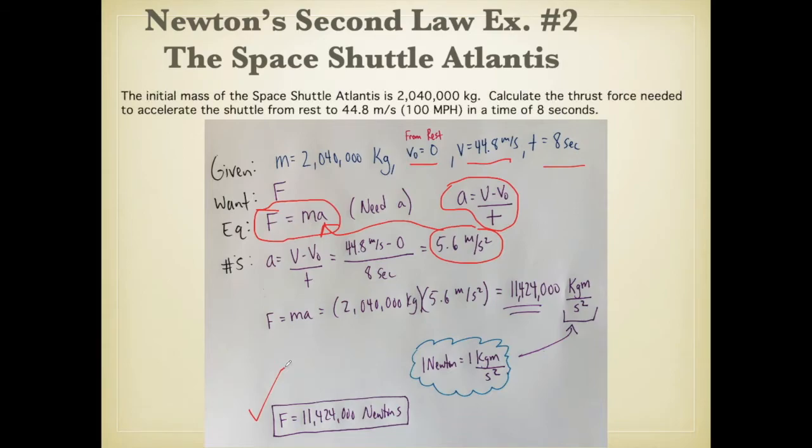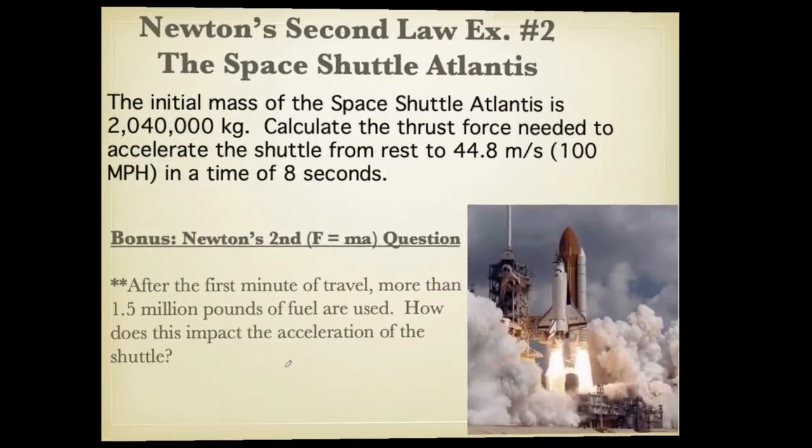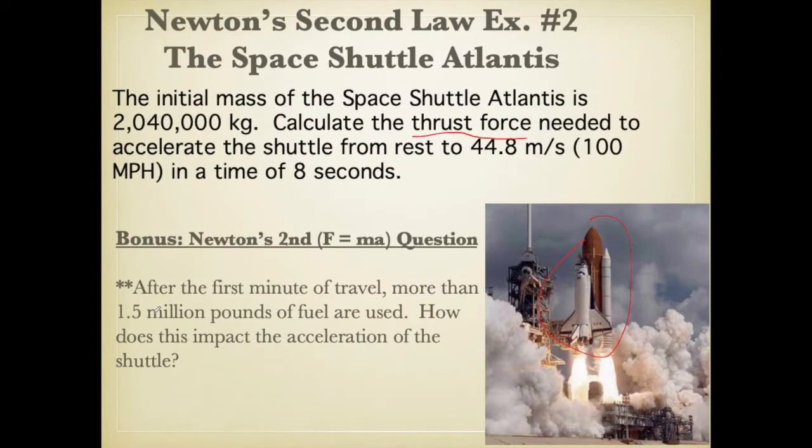All right. So the bonus question we'll go back to, it said, after the first minute of travel, more than 1.5 million pounds of fuel are used. How does that impact the acceleration? Well, to do this one, you're going to look at the mass of the space shuttle and basically this whole rocket system here. If the mass is going down, but the force is staying the same, because the force of the rocket engines propelling upward are the same, that means that the acceleration is going to be increasing. So that means it's going to be continuing to gain speed at different rates. That's why it looks like the rocket's going faster, faster, faster as it goes up, because it's losing mass.